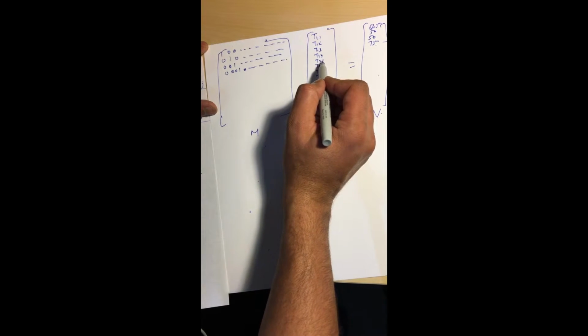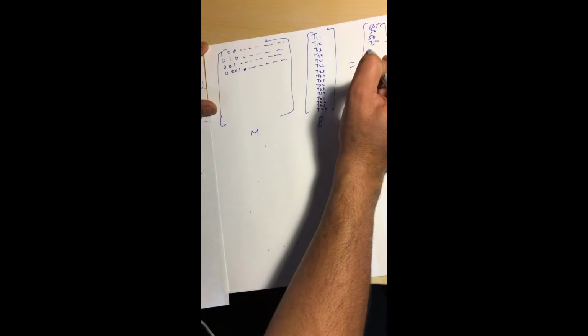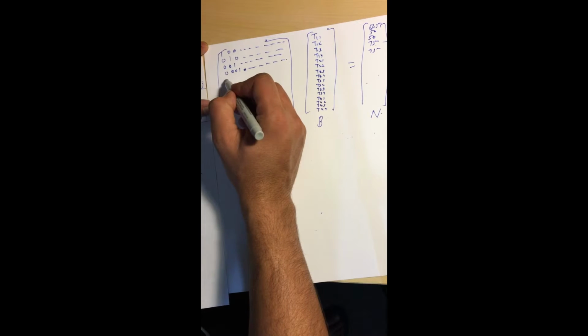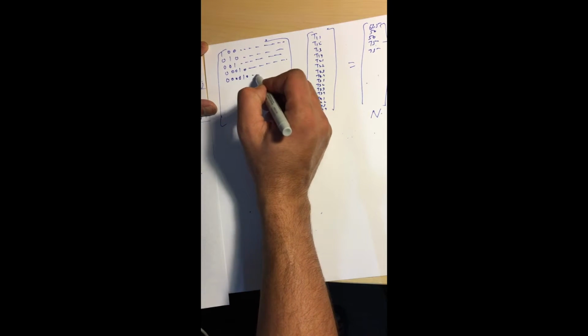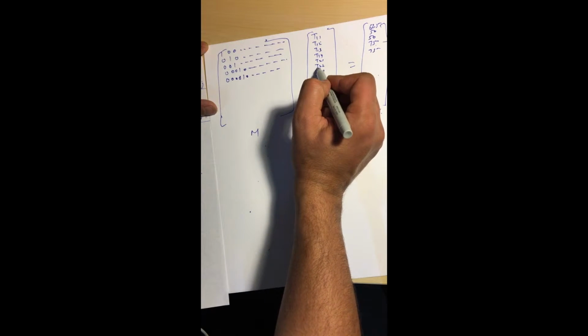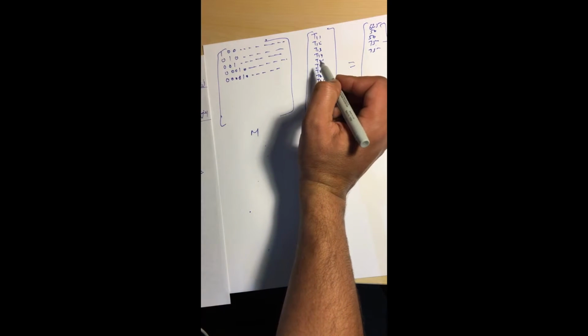So T(2,1) is our 75, and 1 2 3, 1 0 0 0.